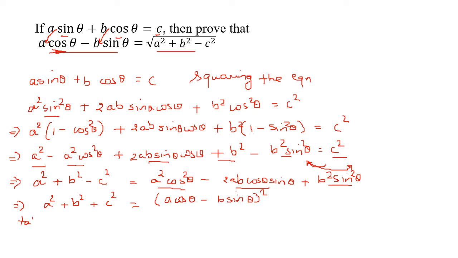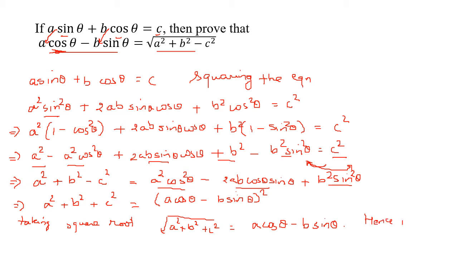Now taking square root on both sides, take square root on both sides. So what do we have? Under root a square plus b square minus c square equal to a cos theta minus b sin theta, and hence true.